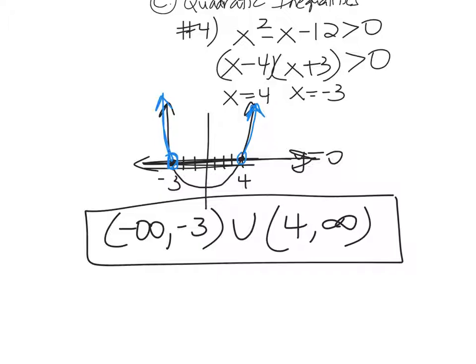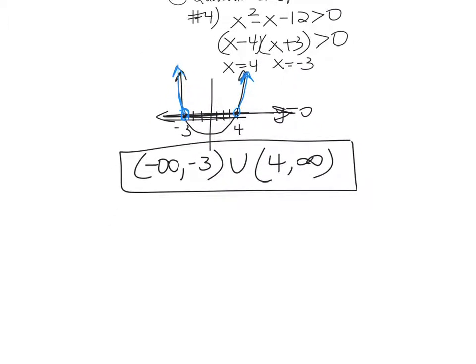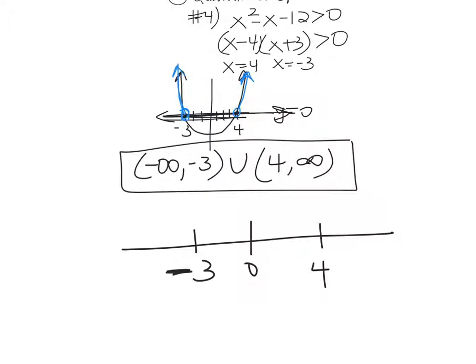Algebraically and graphically. The other way to do this, which I've taught in the past, once you get those numbers, 4 and negative 3, you can graph them on a number line. You might like this better. Here's negative 3. Here's 4. And what you do is you test your intervals. You pick a number over here. You pick x equals negative 4, for example.